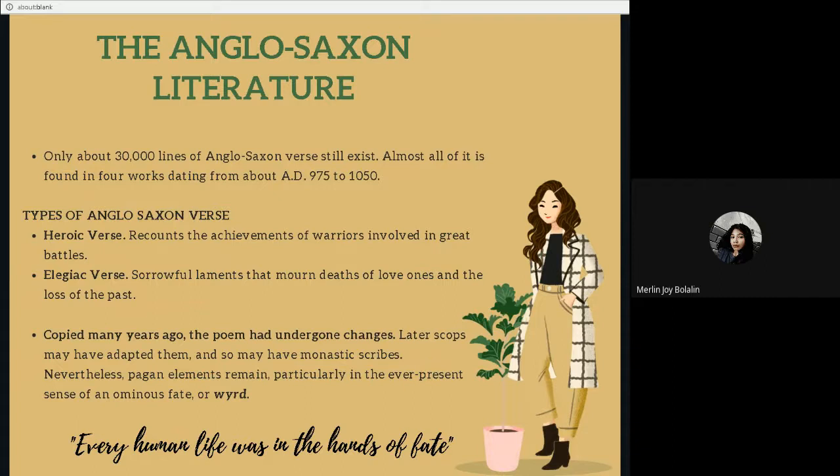If you still remember, one of my groupmates discussed the pagan beliefs, their beliefs before the invasion of Christianity. The main point ever present in their poems is the sense of an ominous fate. The main element and theme of their literature is all about their strong fate, that according to them, every human life was in the hands of fate. We can further discuss this on the next slide.